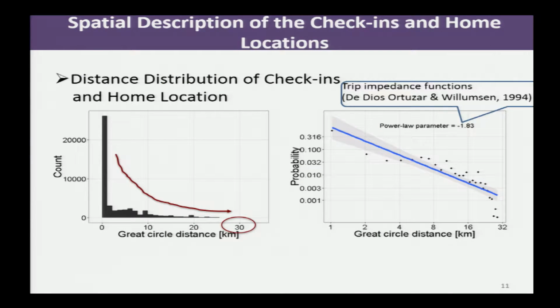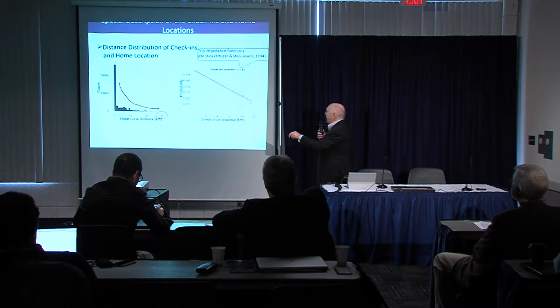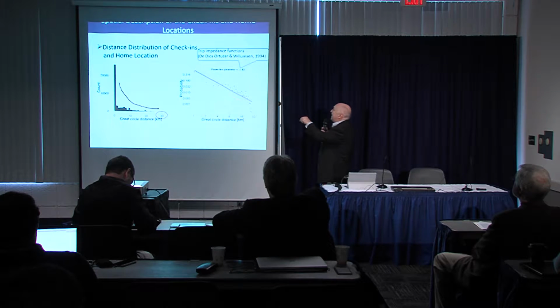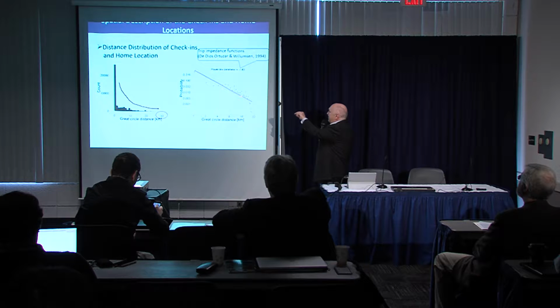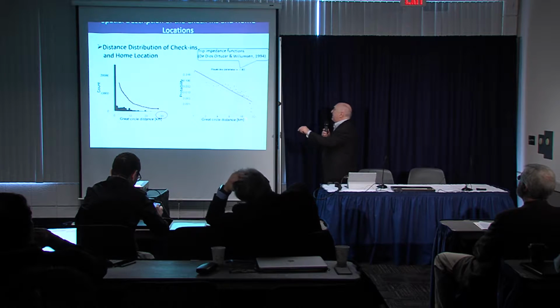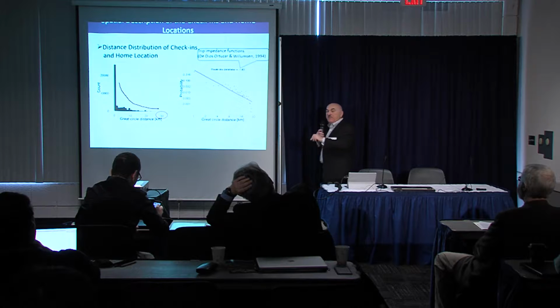This is looking at the distance distribution of the check-ins and the home location, and the x-axis is the great circle distance, going up to 30 kilometers here. What's interesting is you can fit a nice power law function there. The power law parameter is negative 1.83, giving you a decreasing probability of visiting a location as a function of its distance from the home base.